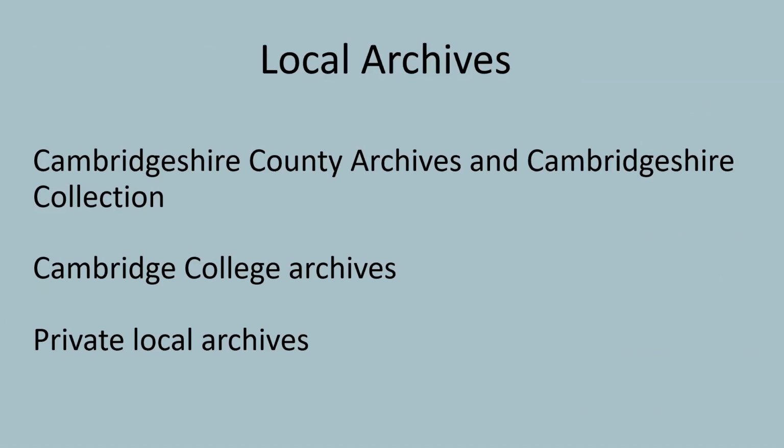Then we come to local archives. There are 3 main categories here for Trumpington: the Cambridgeshire County Archives, together with the Cambridgeshire Collection, which houses printed material, the archives of colleges of Cambridge University, several of which are associated with the parish, and we're fortunate that we have access to a private archive which contains a variety of documents relating to one of the local landowning families.